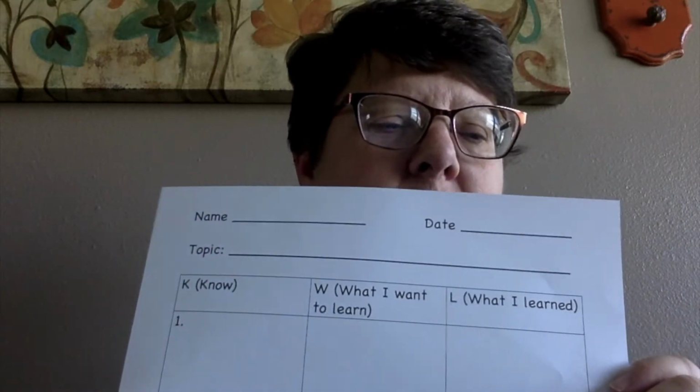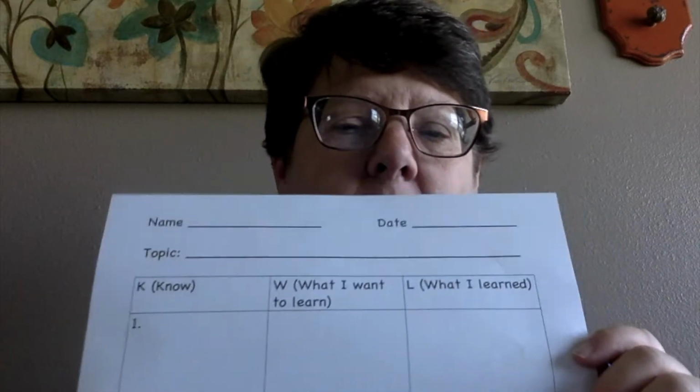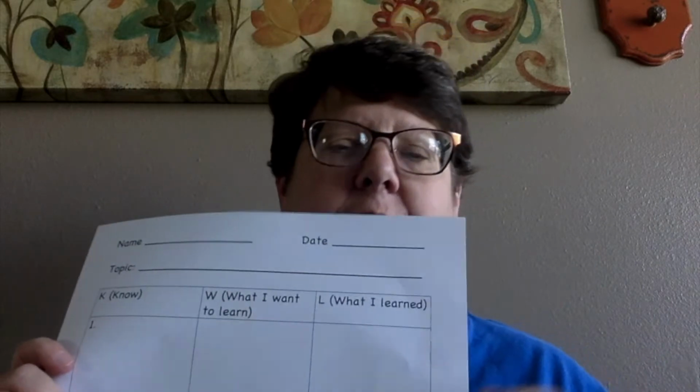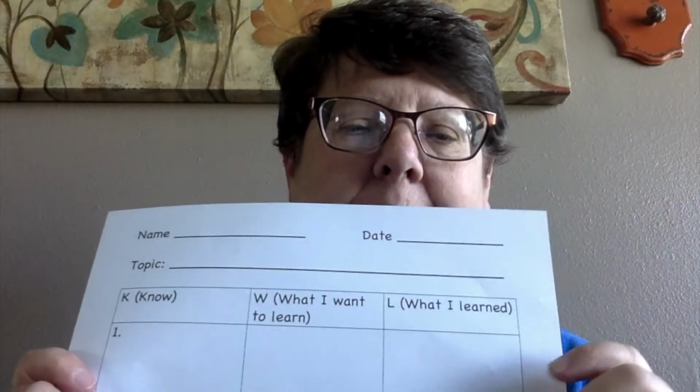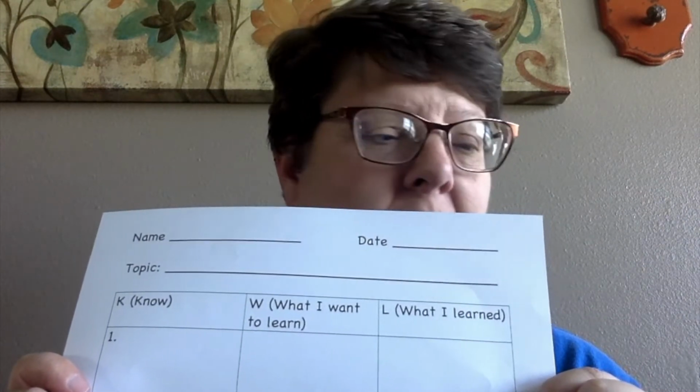You write 2 questions that you have about the topic you're going to read about today. Then I hope that we'll be able to find the answers to the questions as we read the book. The third section is what you learn about the topic. I will fill this part out after I'm done reading the whole book.